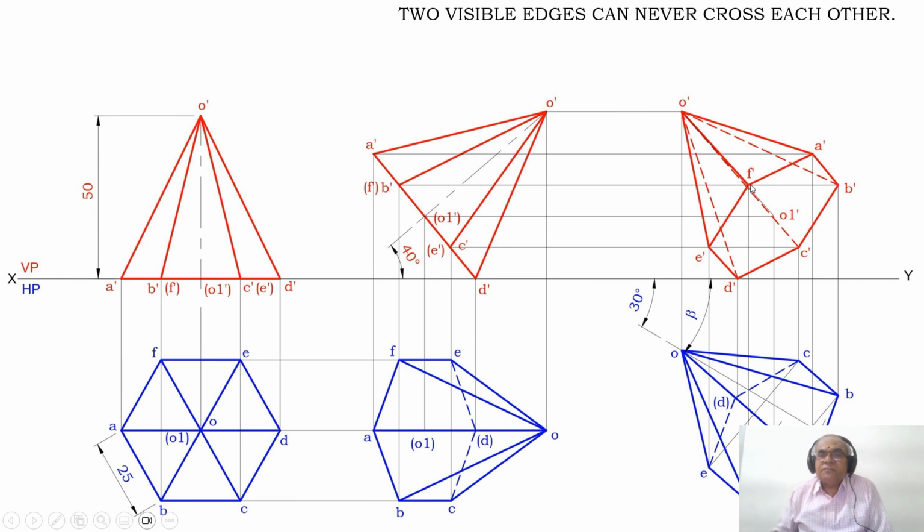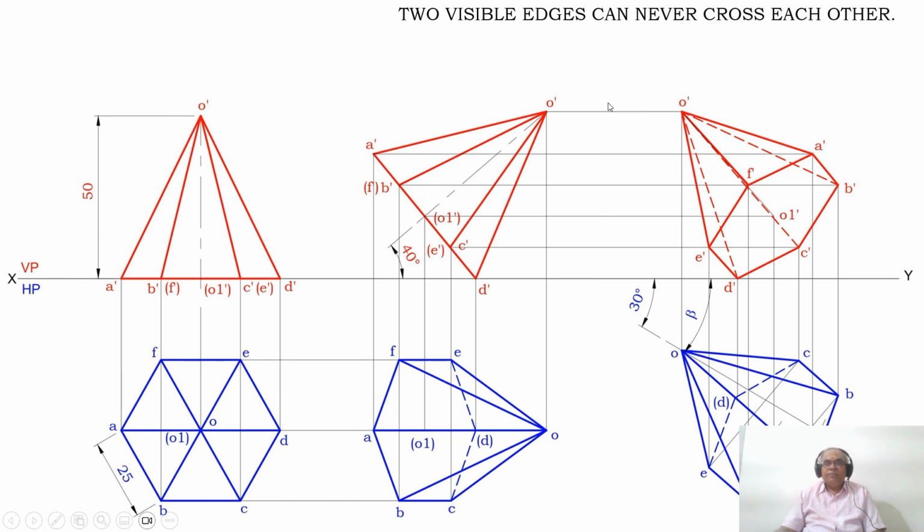Similarly, E dash F dash is visible, so O dash C dash is crossing the visible edge of F dash A dash. Applying the same rule here, O dash C dash becomes invisible. And similarly, O dash D dash also becomes invisible. Then what happens to O1 dash? As the entire base becomes visible, therefore O1 dash is also visible. Join O dash to O1 dash with a big dash and small dash line, which is an axis line.